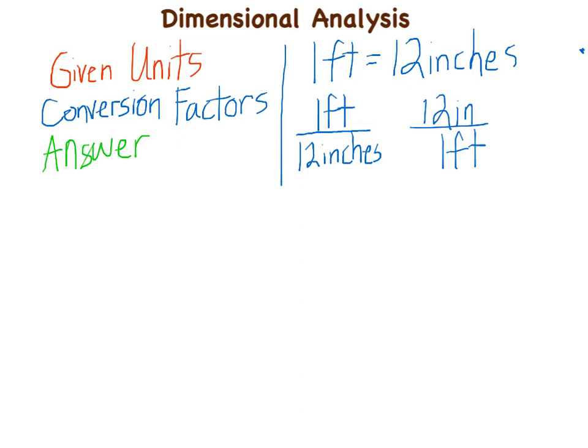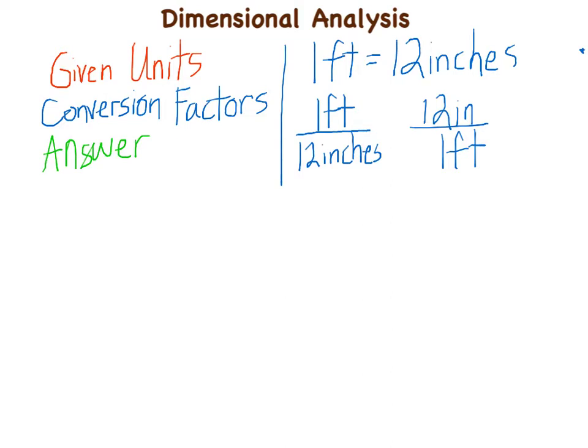It's very important that you understand that conversion factors are ratios where the numerator equals the denominator. Not mathematically, because 1 is not equal to 12, but in the units, because we know that 1 foot is equal to 12 inches. So the numerator is equal to the denominator. If you have that down, then you have your conversion factors down.